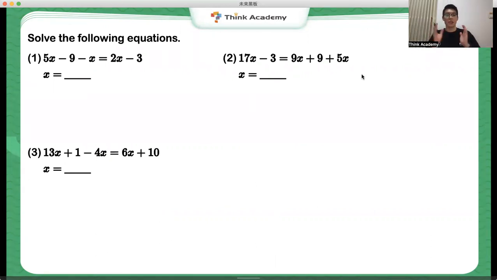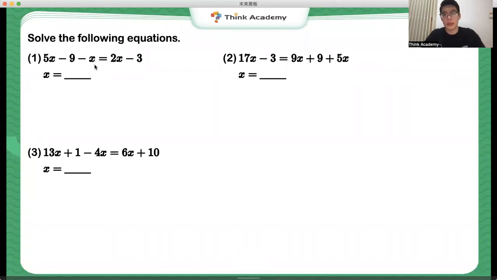Okay. So next we are moving on to some questions with more than 1 x terms. So now you can see that in this sub-question 1, wow, there's 1, 2, 3, 3 of these x terms. That's exciting. So how do we solve these kinds of questions?